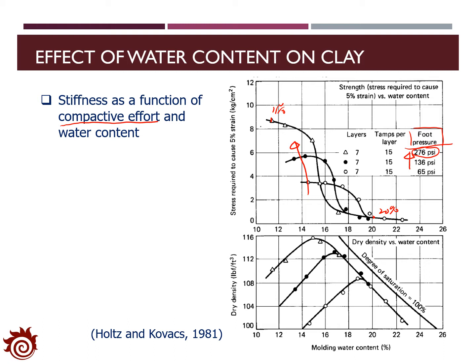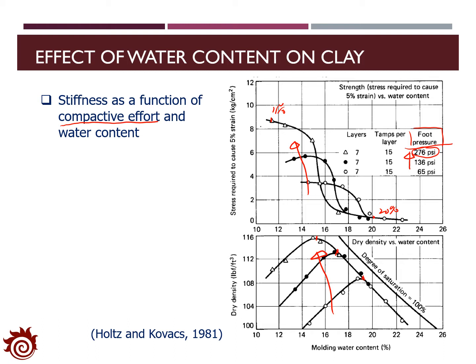This indicates that the water content can significantly reduce the stiffness of the soil. In addition, we can also find out the dry density with respect to different compactive effort and water contents. Similarly, by increasing the foot pressure, the dry density will be larger. However, we will observe that the optimal moisture contents were reduced by increasing the foot pressure.